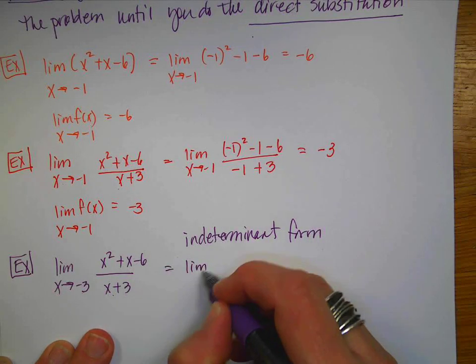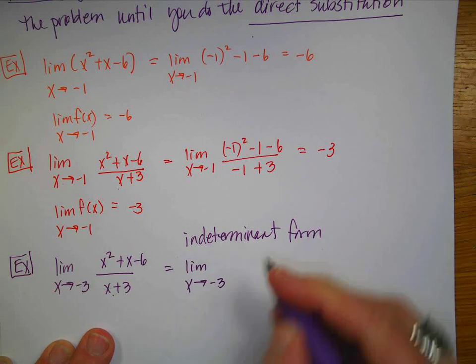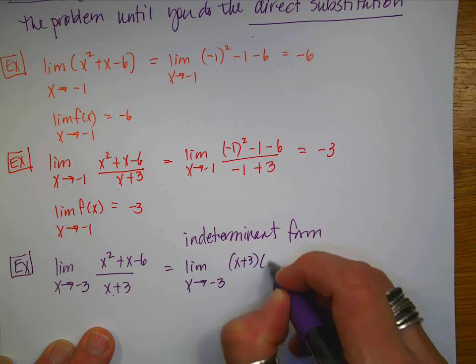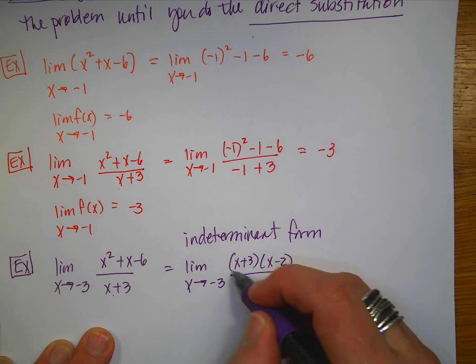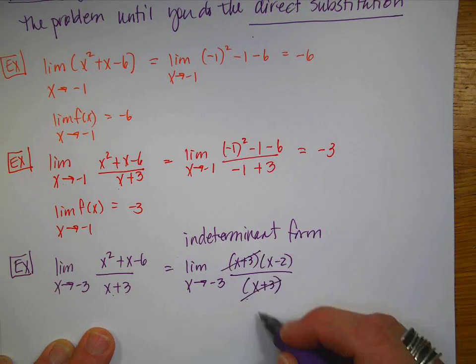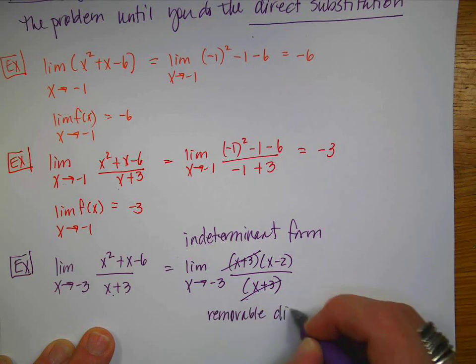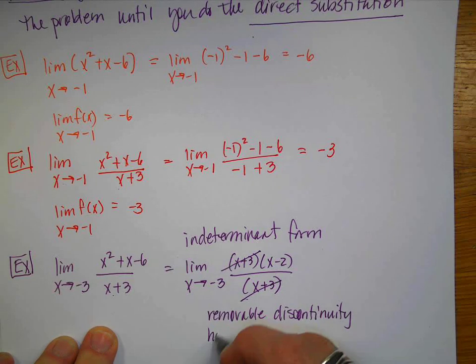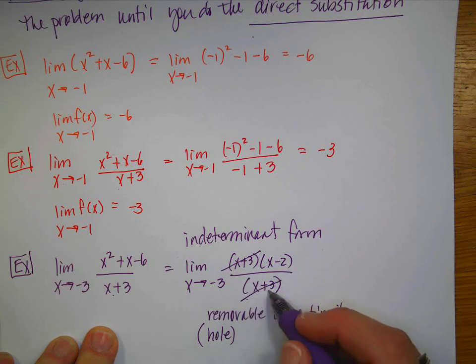So I'm going to factor the top. So then this is the limit as x approaches negative 3. Notice I'm carrying the notation throughout the problem. This factors to be x plus 3 and an x minus 2 over x plus 3. These cancel. So remember, that's called a removable discontinuity. And remember, that would also create a hole in the graph, okay? And then I have x minus 2.